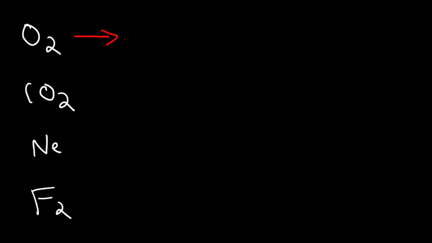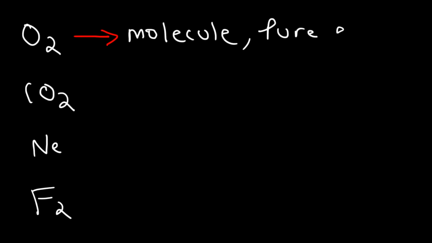Is it composed of atoms or molecules? One particle of O2 contains two atoms, so it's a molecule since it contains multiple atoms. Now, because it only contains one type of atom, it's a pure element. The only type of atom that we have in O2 are oxygen atoms.